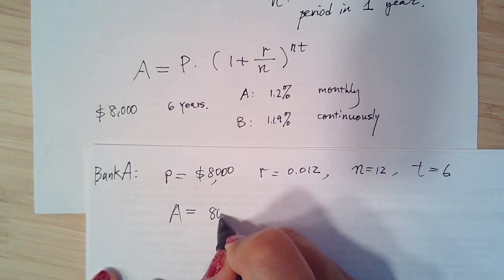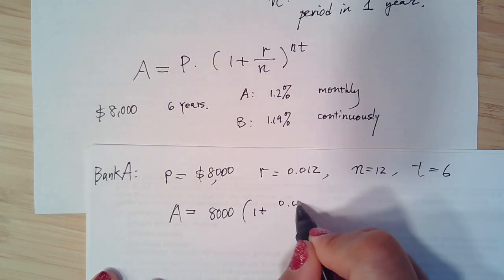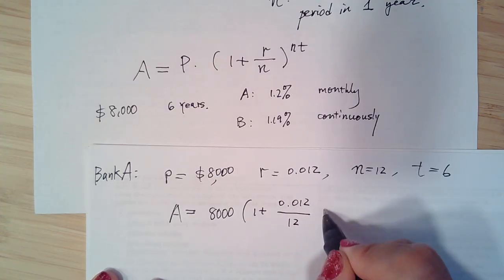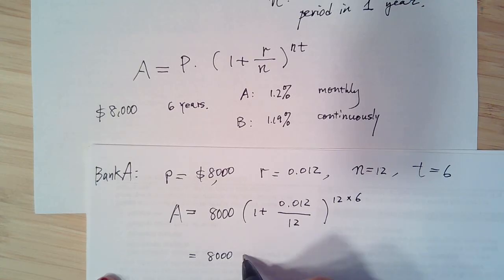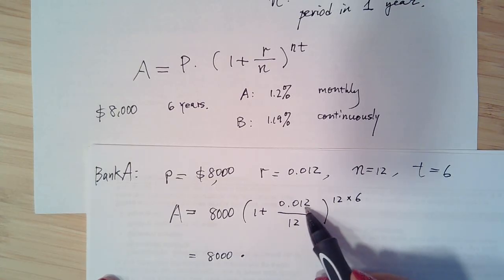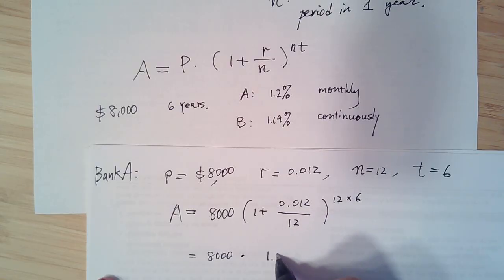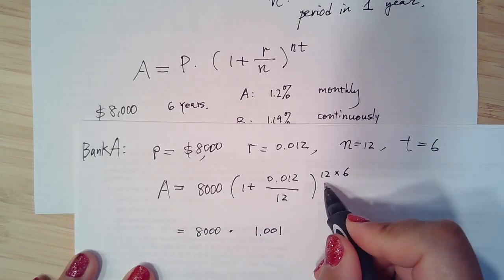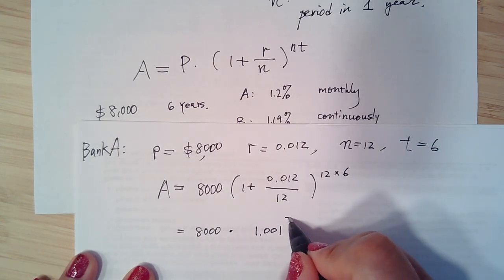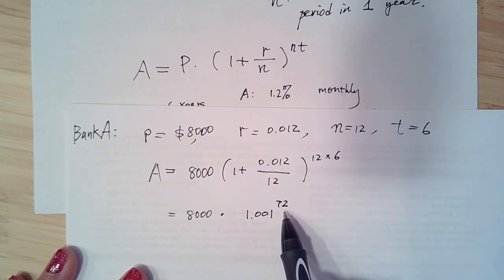So that's 8,000 times 1 plus 0.012 divided by 12, to the power of 12 times 6. 0.012 divided by 12 is 0.001, plus 1, I get 1.001. If you like, you can use a calculator, no problem at all. To the power of 12 times 6, that's 72.